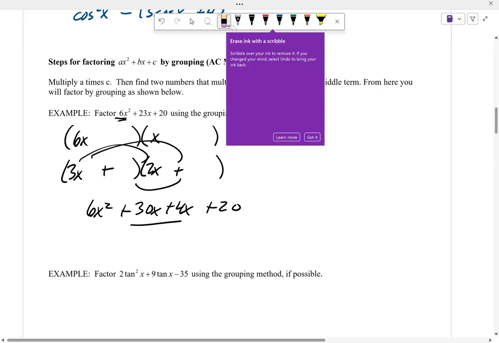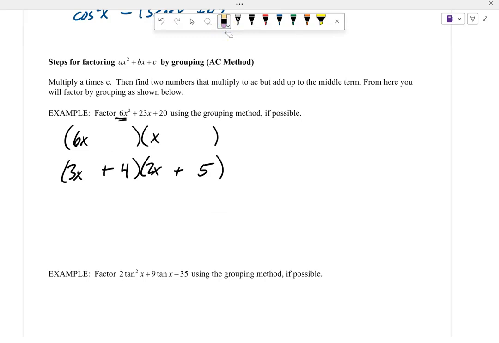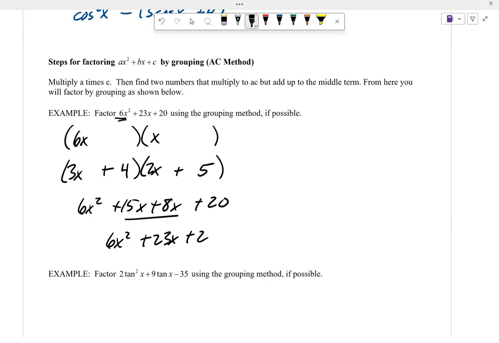How about let's switch that up. Let's try maybe, how about 4 and 5? Let's try 4 and 5 now, and then I'm going to check that one. I FOIL that. Let's see if that one works. 6x squared, 15x, 8x, 20, and I'm like, oh, there it is. There's my 23x. Anyways, you got a lot of options on this one.